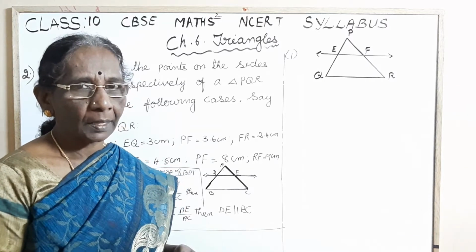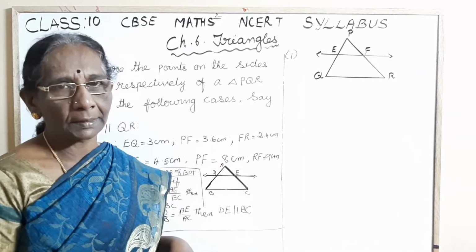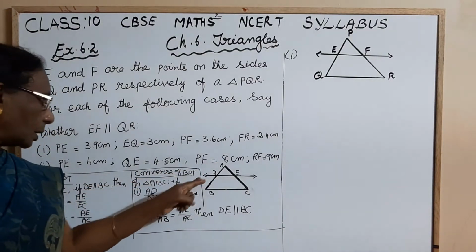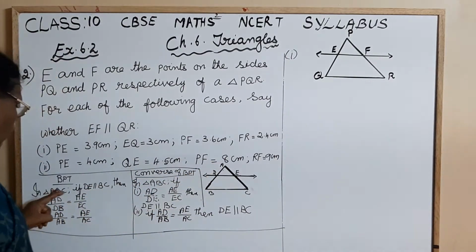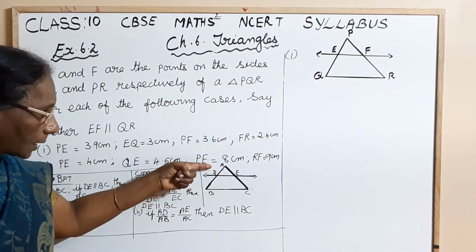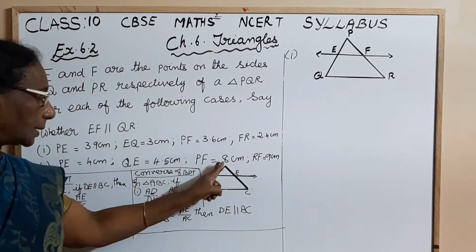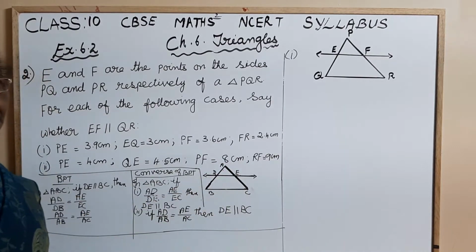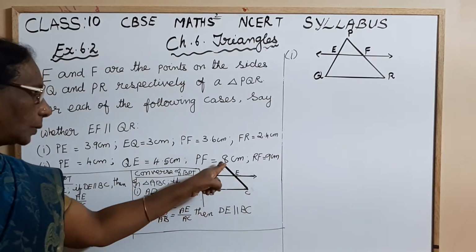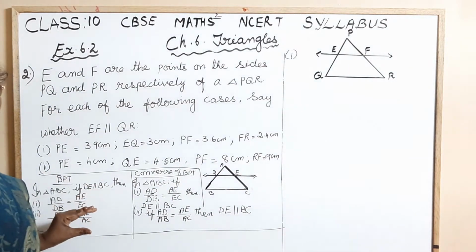Children, please think. Yeah, we have studied about what? BPT theorem and its converse. Isn't it, children? So, what is BPT theorem? In a triangle ABC, if DE parallel to BC, then AD by DB is equal to AE by EC. Isn't it, children? Or AD by AB is equal to AE by AC. We know that, isn't it?